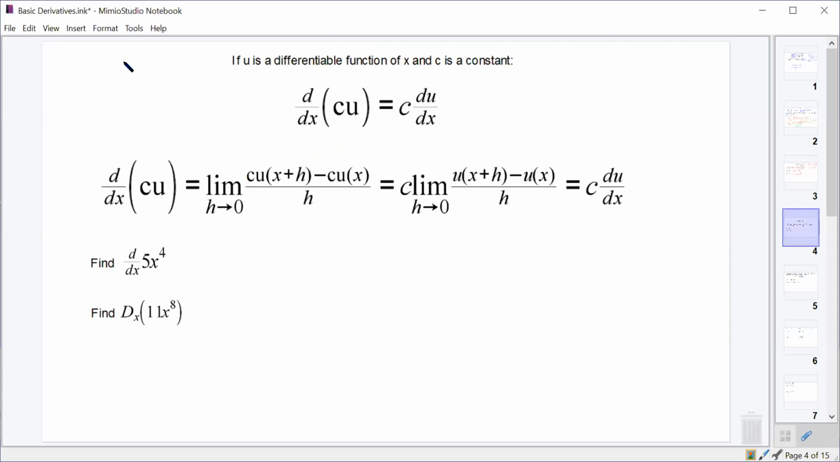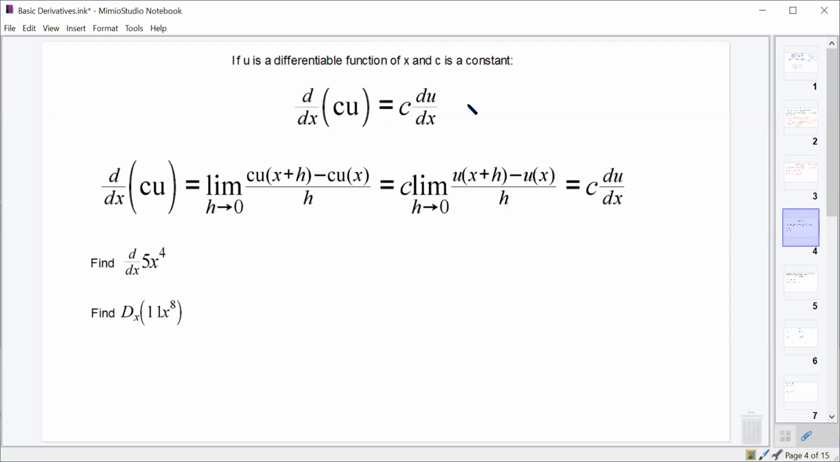All right, so the next rule that we're going to talk about is this rule about a constant. We can pull a constant out from our derivative. So we're saying u is a function that we can take the derivative of. Often we'll use u as a substitution for some other function.